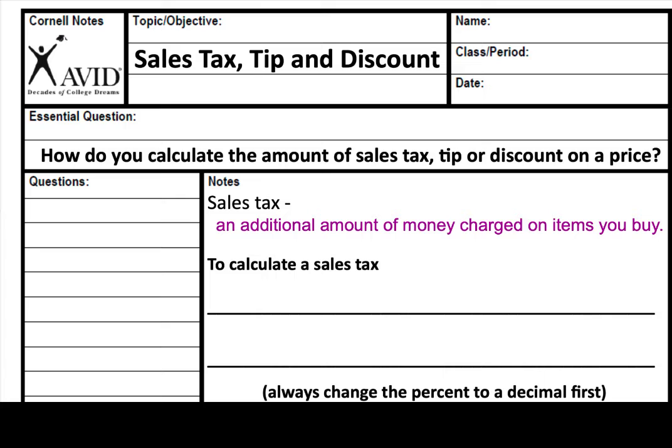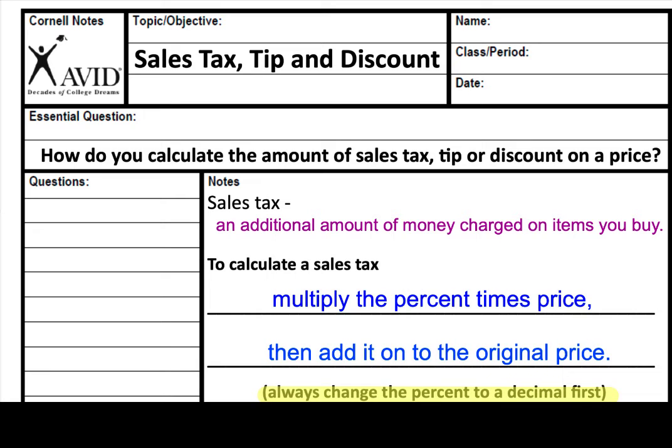Calculating sales tax is actually pretty straightforward. It's just two steps. One, multiply the percent times your price, then add it to the original price. So you multiply the percent times the price, and then that new number gets added onto your price. Notice the part I highlighted at the bottom: always change the percent to a decimal first. When we're doing our calculations with a calculator, we always want it in decimal form because our calculator doesn't know when we type something in as a percent.